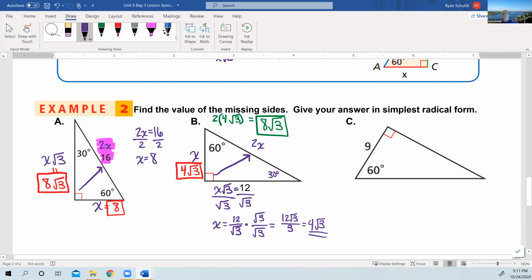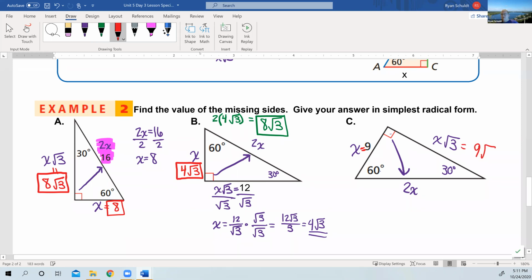And the last one. So I've got my 60-degree angle. That means this one has to be 30 degrees. And also, there's my right angle, so this is going to be 2x down here. My short leg is always x. My long leg is always x square roots of 3, if we have a 30, 60, 90. So now, what's that mean? That means x equals 9. So anywhere I see an x, I want to plug a 9 in.